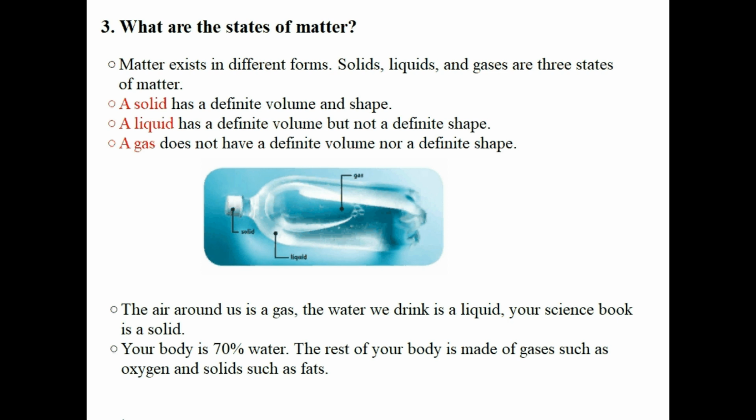A gas does not have a definite volume nor a definite shape. The air around us, for example, is a gas. The water we drink is a liquid. Your science book is a solid. Your body is 70% water. The rest of your body is made of gases such as oxygen and solids such as fats that we eat.